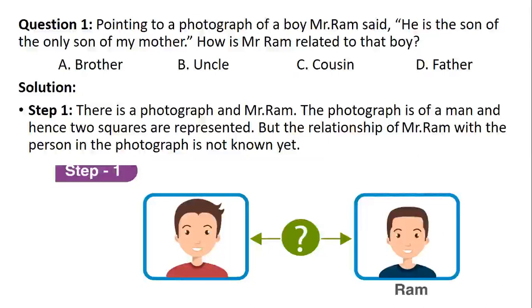Now, he is the only son of my mother. So Mr. Ram has a mother. So the mother has only one son, the only son. That means what? It's nothing but Ram. So that person in the photograph is the son of Ram.